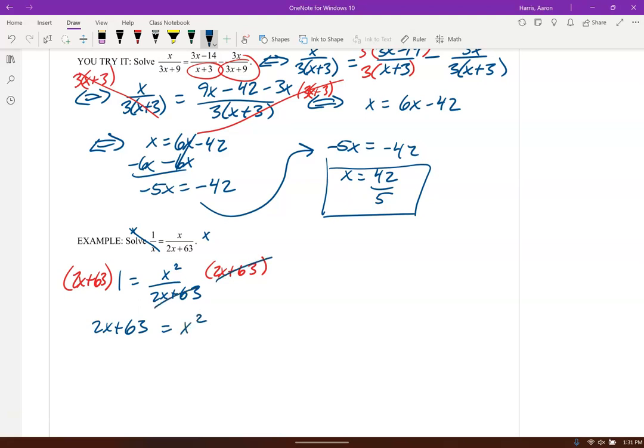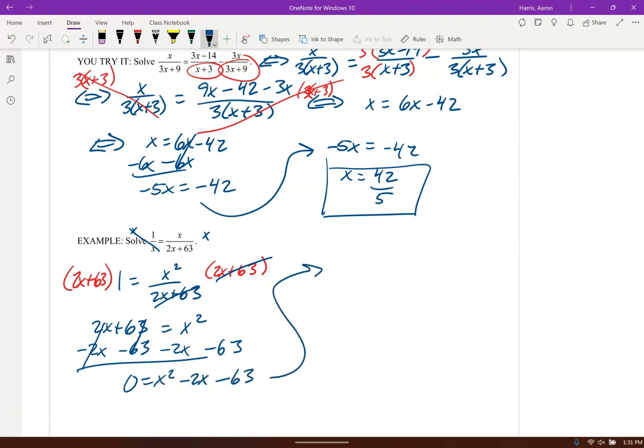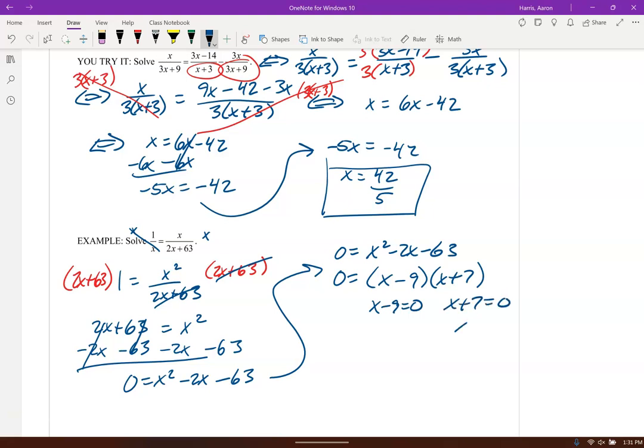And now we're just solving a quadratic. Well, to solve a quadratic, we've got to get one side equal to 0. So we've got 0 equals x squared minus 2x minus 63. And then we go ahead and factor that. So x minus 9 equals 0, x plus 7 equals 0. So it looks like -7 and 9. So 9 and -7 are our proposed solutions.